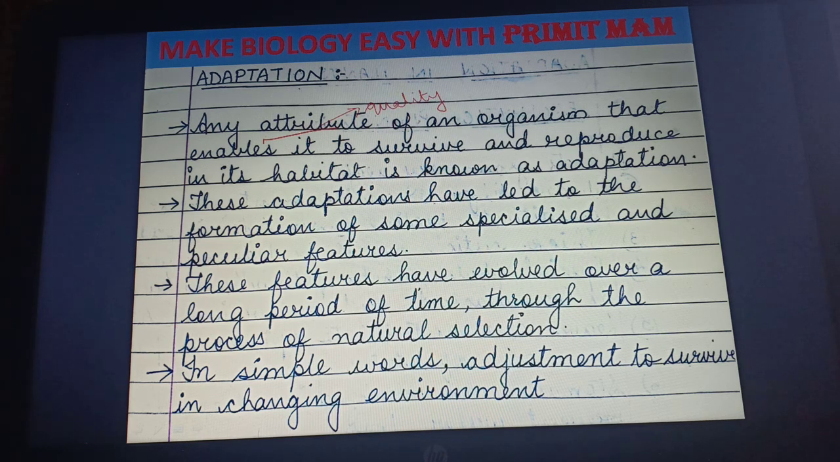When organisms adapt, they form many specialized and peculiar features, and these features help the organisms to survive in the changing environment. The features evolve over a long period of time. It is not that new features develop in a few days, hours or weeks, but it takes a very long period of time, and it occurs through natural selection. So adaptation means the adjustment. Okay, let us see the next slide now.